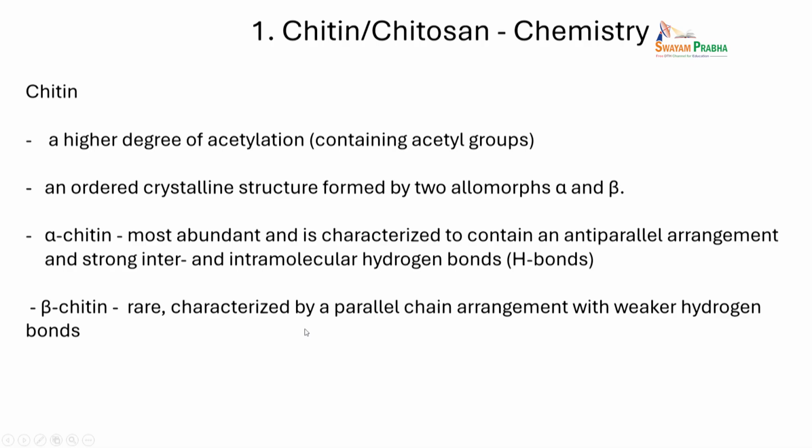And what happens is, as I said, chitin has a very high degree of acetylation of the amine groups, and it forms a highly ordered crystal structure. It has two kinds of forms we call alpha chitin and beta chitin, two polymorphs that are seen. Alpha chitin is the most abundantly available, and it is characterized by antiparallel arrangement and strong inter and intramolecular hydrogen bonds. So hydrogen bonds are very strong in this system, whereas beta chitin is not that common, it's quite rare, and in this case the chains are arranged parallel to each other. What I showed here is one chain.